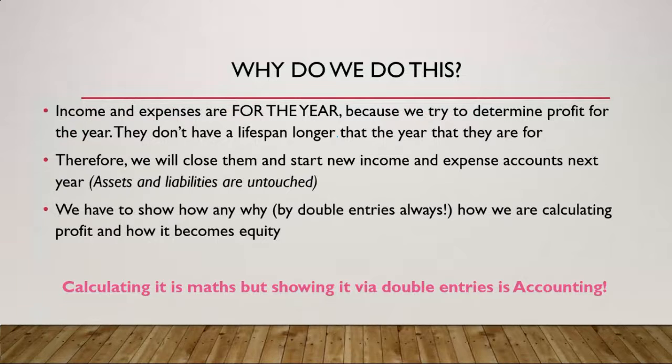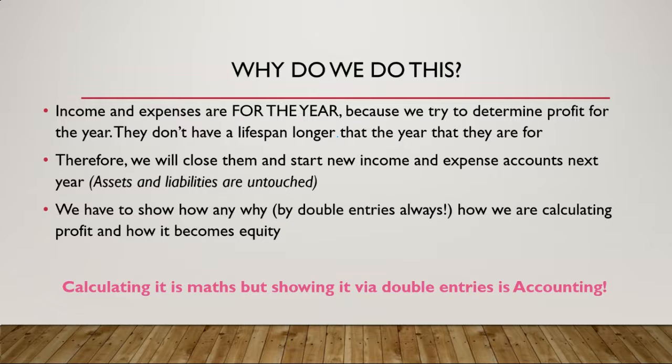Now, why do we do this? Income and expenses are for a year, and we are trying to determine the profit for that year. So you don't want to have a longer lifespan than a year, otherwise you would not be able to know what profit I made for a specific year. So therefore we close them off and we start new income and expense accounts in the next year, but your assets and your liabilities remain untouched. All that gets affected when we close off the income and expense accounts is your equity account, so your capital account, which shows your owner's worth in that specific business.